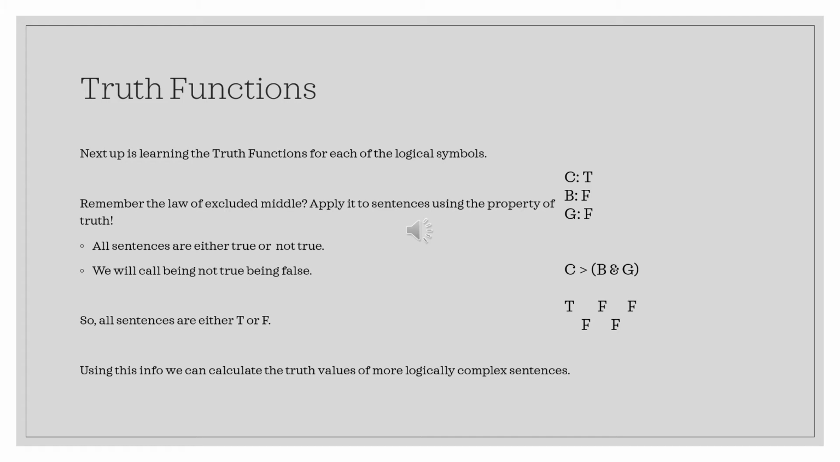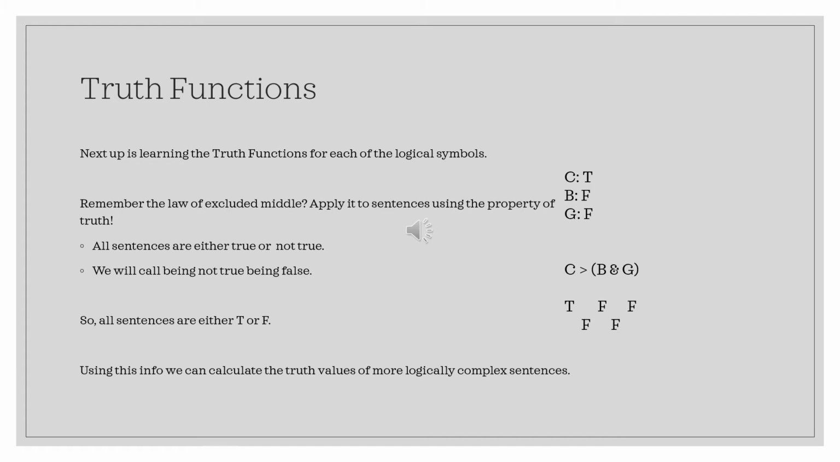And then using this information, if we know that a sentence is true or a sentence is false, then we can compute or calculate the truth value of a more logically complex sentence, right? It's similar to doing math where you've got variables, like x or y, and you don't really know what the number is. But once you do know the number that the variable stands for, then you can all of a sudden do the computation, the calculation.